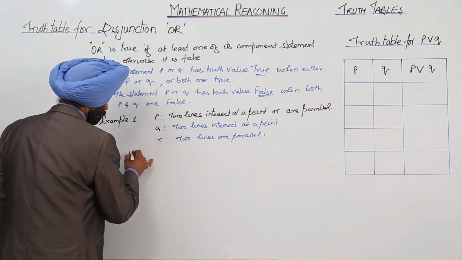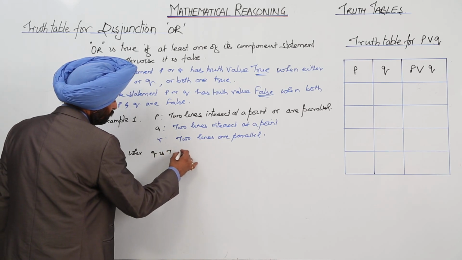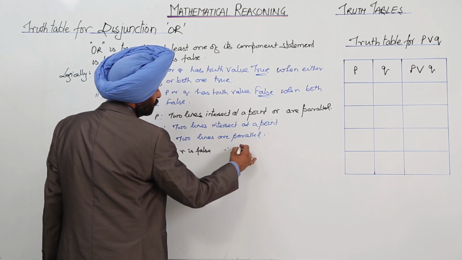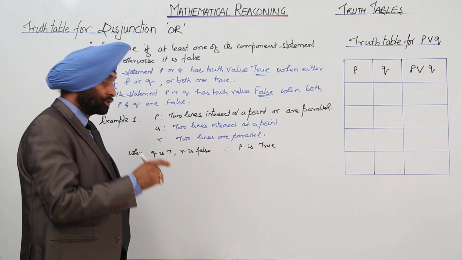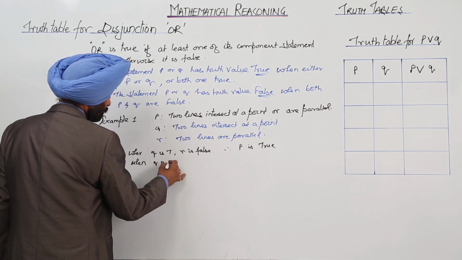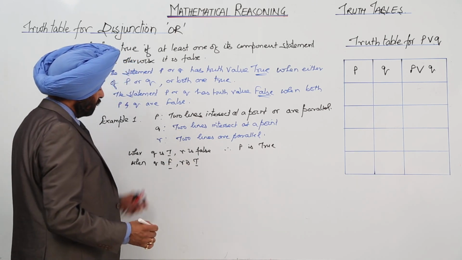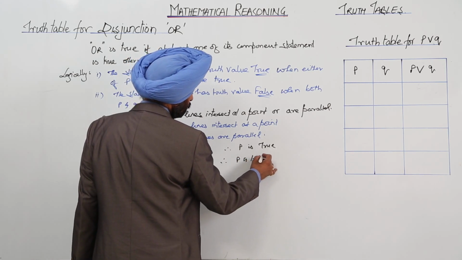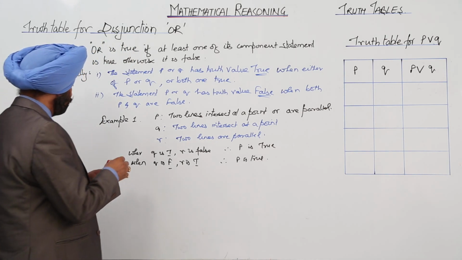Now when Q is true, R is false. Therefore compound statement P is true, because at least one is true. When Q is false, R is true. Now I am just using symbols. When Q is false, R is true. Therefore compound statement P is true. Now let's go for another example.